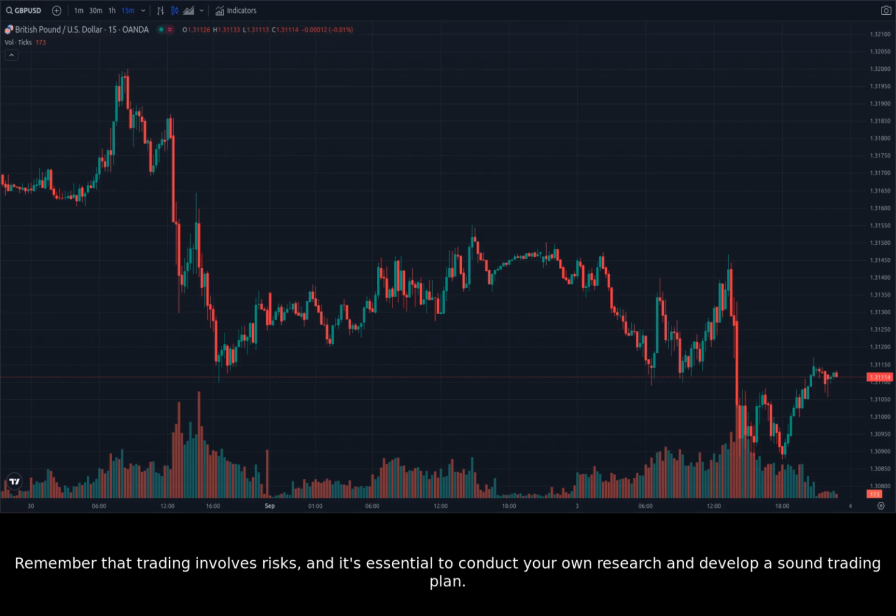Remember that trading involves risks, and it's essential to conduct your own research and develop a sound trading plan.